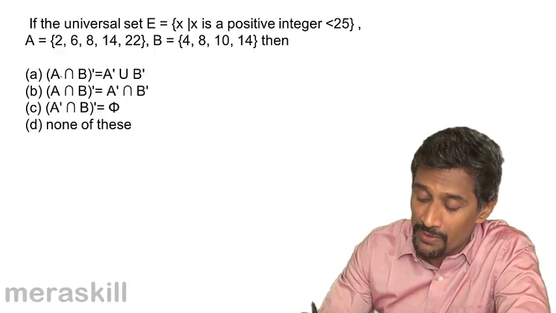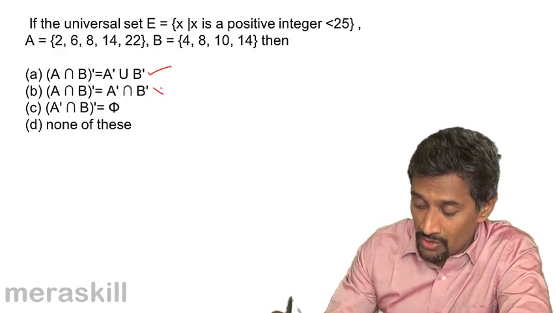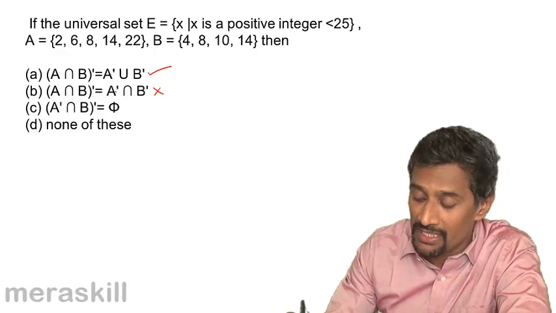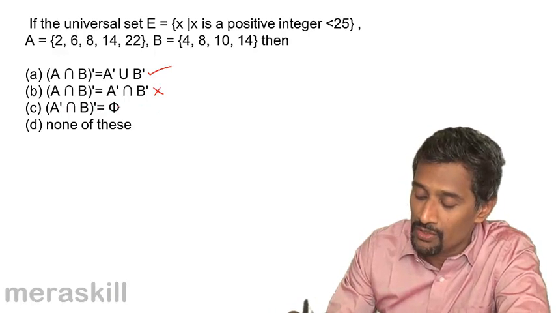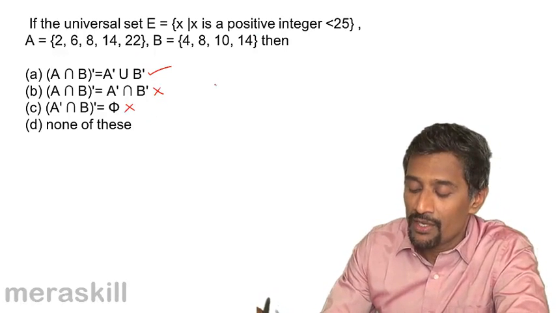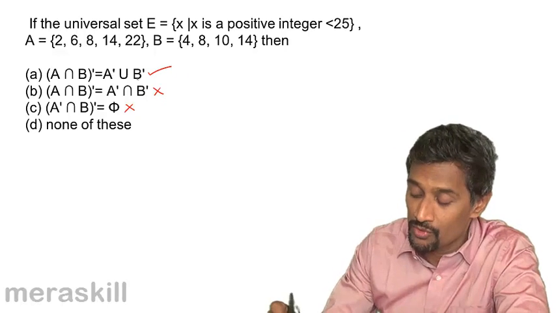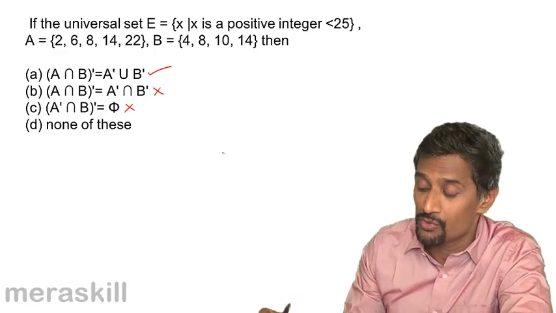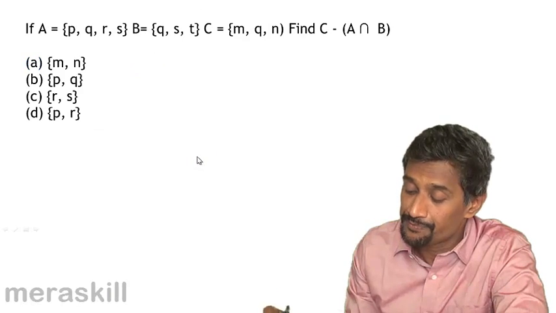Remember the trick, we remove the bracket and change it to this and put the dash. So this is not true, because A intersection B dash is not equal to A dash intersection B dash, it will be A dash union B dash. And A dash intersection B dash is definitely not a null set in this particular case. So A intersection B dash is A dash union B dash, and that is going to be the right option among these. There is no need to sit and list it all. These are basic rules. You've been asked to check the basic rules, and so it tallies with what we did.